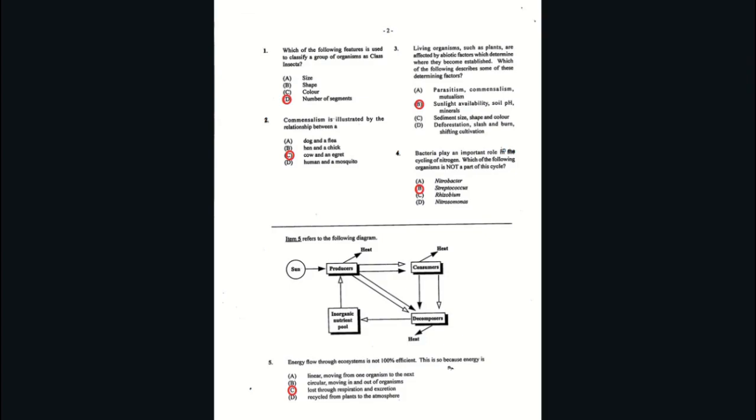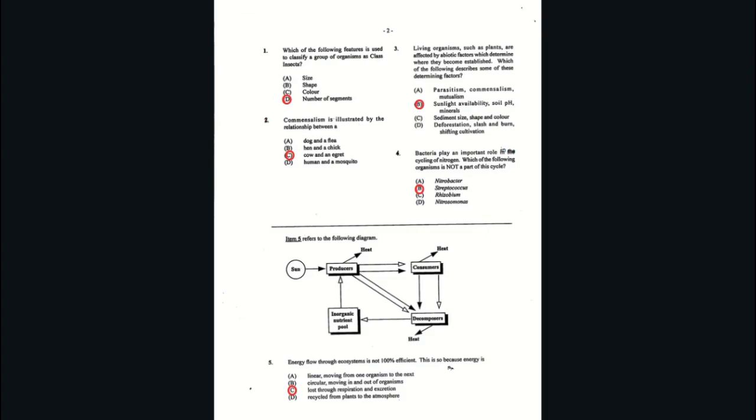The rest, we don't even really have to get into. Sediment size, shape, color has nothing to do with the question really. And deforestation, slash and burn, and shifting cultivation really have nothing to do with the question. If you know what abiotic factors are, then you would know immediately that the answer is sunlight availability, soil pH, minerals. Okay, so now number four.